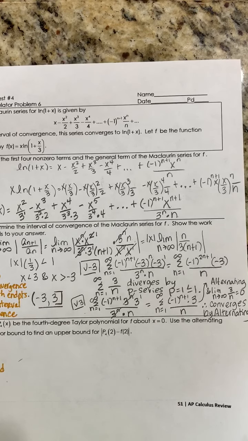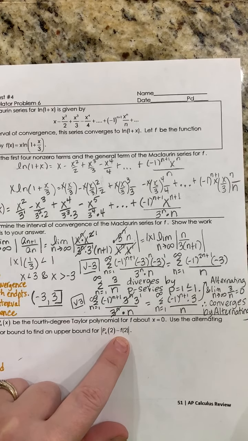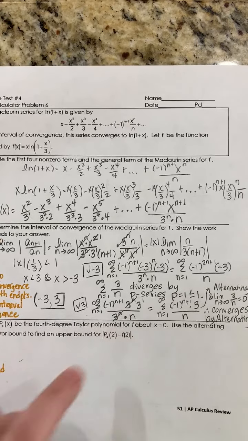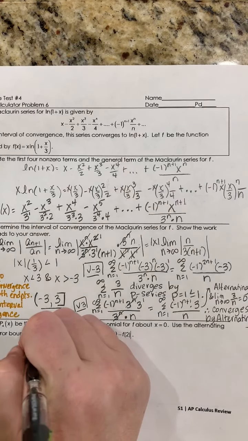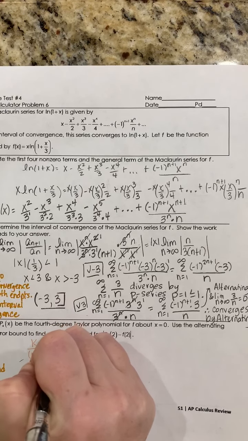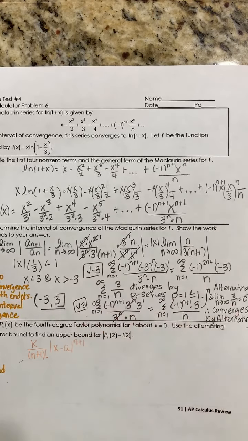Let P4 of x be the 4th degree Taylor polynomial for f about x equals 0. Use alternating series error bound to find the max error for P4 minus the actual f if you plugged in 2. So our error bound formula, y'all love it. Here we go. I'm going to write it down. So it's k over (n plus 1) factorial, absolute value of x minus a, raised to the n plus 1.